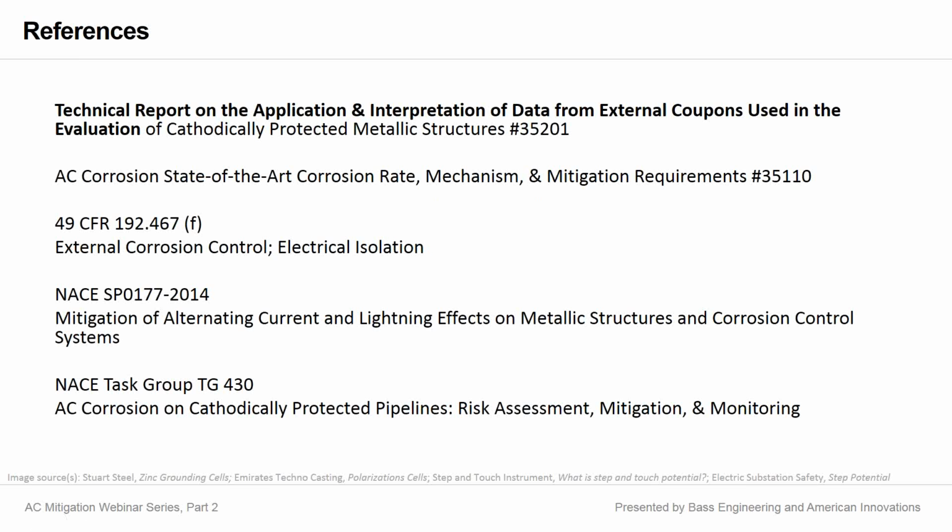NACE SP0177-2014 that was just upgraded a couple of years ago. And then finally, understand that there is a NACE task group that's currently working on a standard that will be titled AC Corrosion on Cathodically Protected Pipelines, Risk Assessment, Mitigation, and Monitoring. So that one has gone through at least one round of voting, and we'll be proceeding through the process in the next few months.